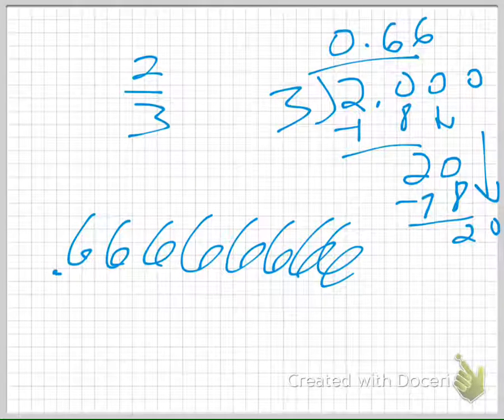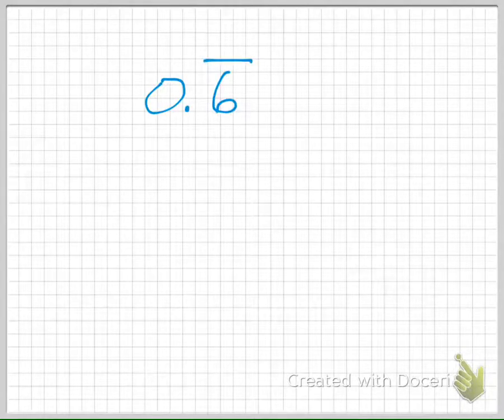So how do we write a repeating decimal? With the part that repeats. What do we do? You put a dash over the top. Yeah, a line over it. So it would be 0.6 with a line over the 6. Why the 6? Because the 6 is what repeats.